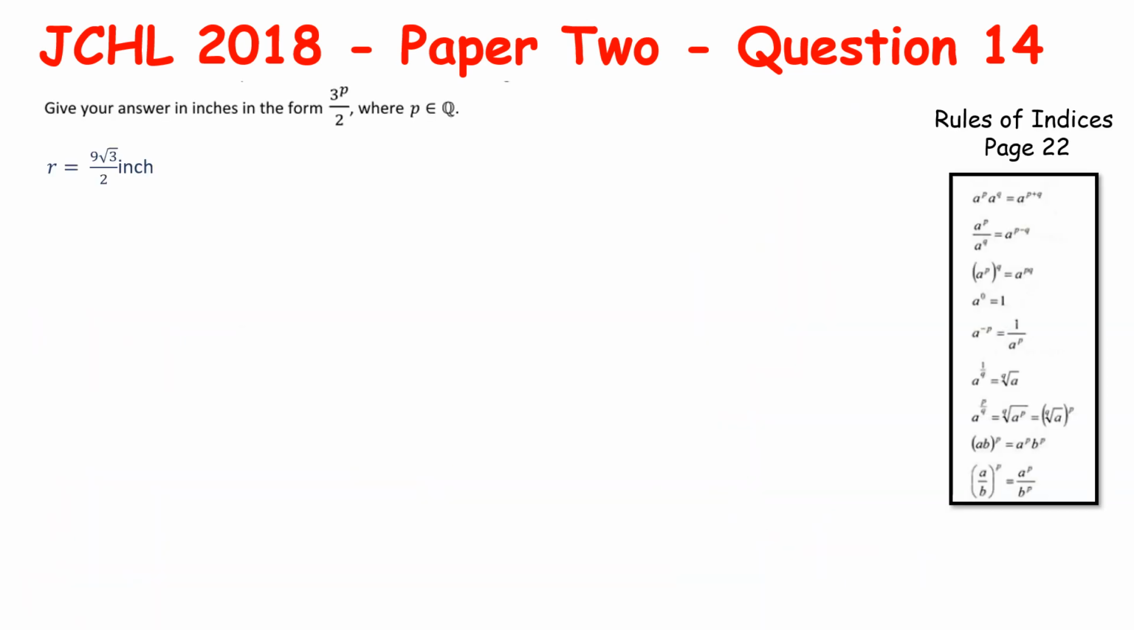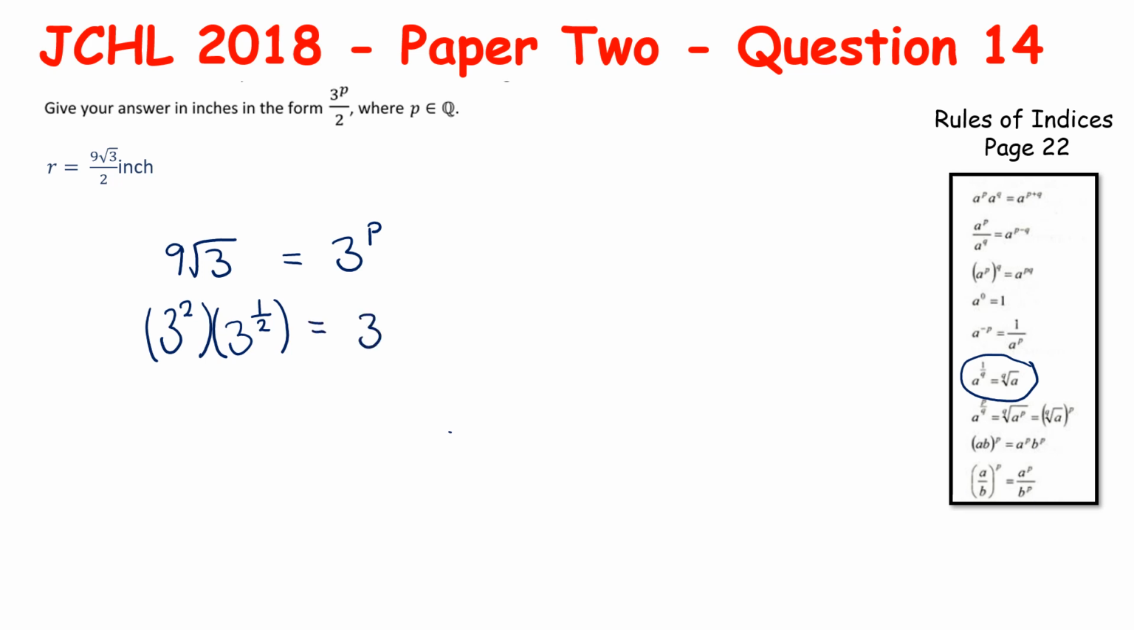So let's focus on that top line. So I have a 9 root 3 and I want to write this as 3 to the power of p. Remember that 2 on the bottom, we're good. That's no issue. So let's break all of our pieces down to 3 to a power. So 9 is 3 squared. And using our rules of indices on page 22, the square root of 3 is going to be 3 to the power of 1 over q. So the number that should be here that we don't write there is a 2. So this is 3 to the power of a half.